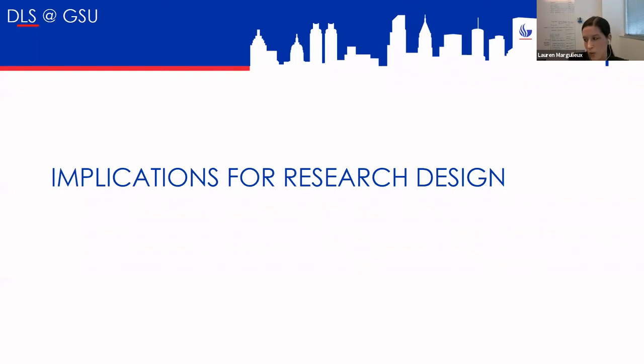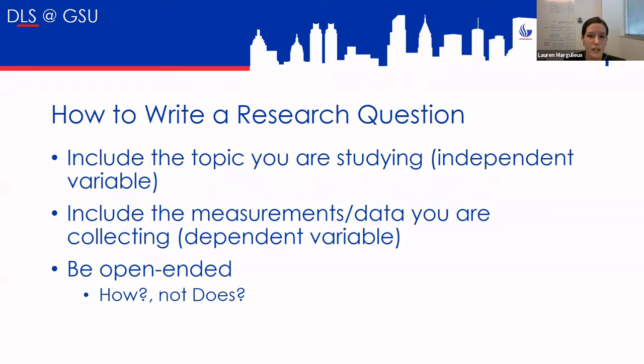So, implications for research design. I am aware that we are running a little short on time, so I'm going to take you through the process that I go through with the grad students in my program: how do you write a really good research question? You want to include the topic that you're studying, or your independent variable. You also want to include the measurements or data that you're collecting, so just from looking at your research question, people can see what you did and what you studied. One of my pet peeves is research questions that say, does blah blah blah affect blah blah blah. It's like, yes, probably. Instead, you want it to be open-ended: how does blah blah blah affect whatever?